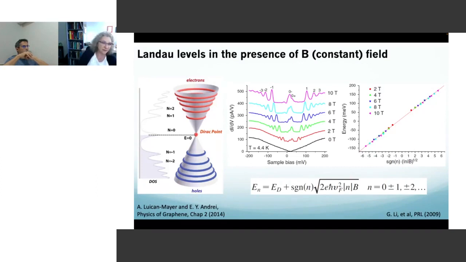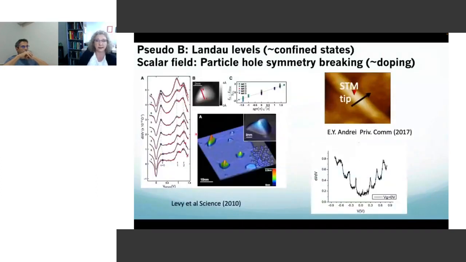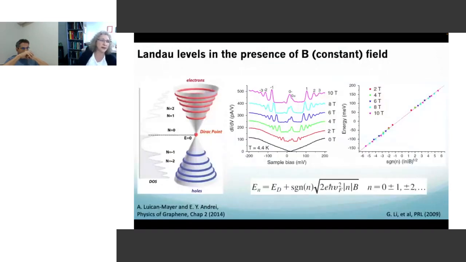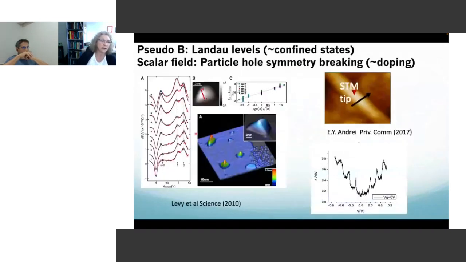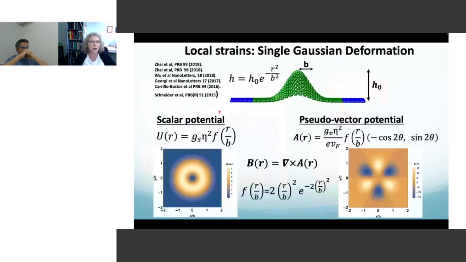Now, these features that exist in a real magnetic field have also been observed in STM measurements for graphene distorted or on top of a substrate that has rugosities. The scaling has been confirmed, the emergence of Landau level peaks has been observed, and this is why we think that the picture of strained graphene in terms of a pseudomagnetic field is solid. Okay, it provides a very good representation of what happens with the material.